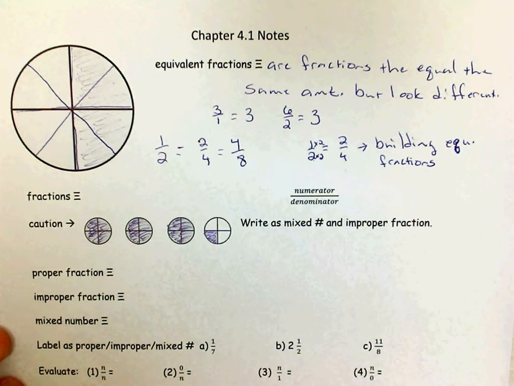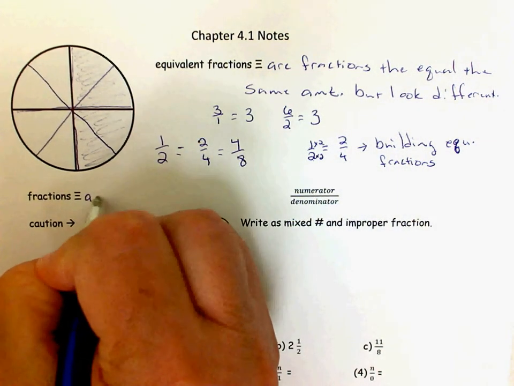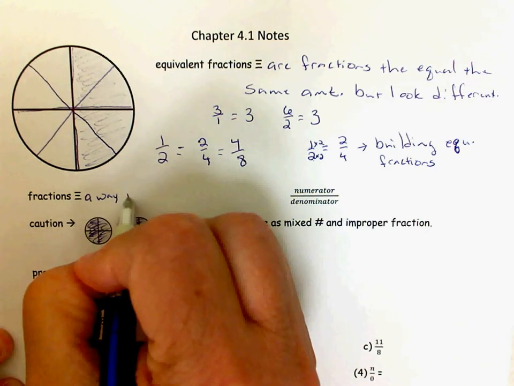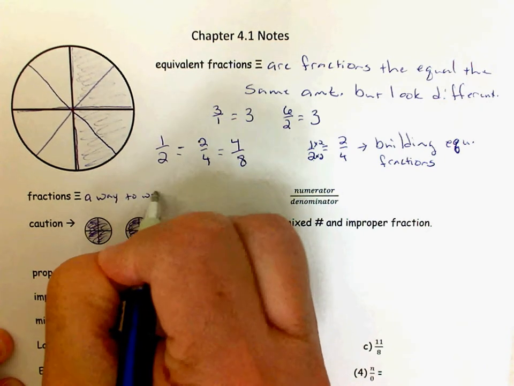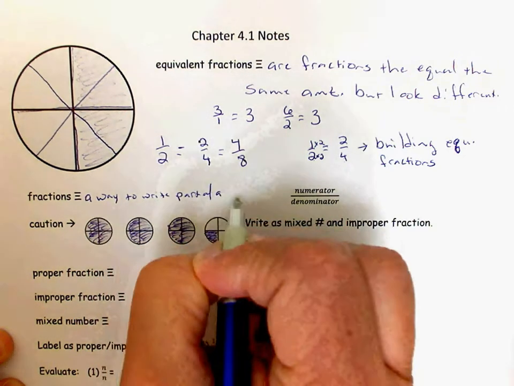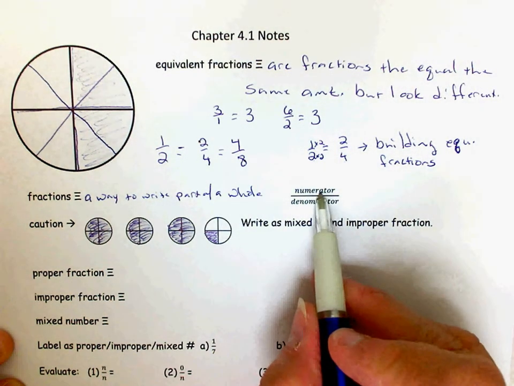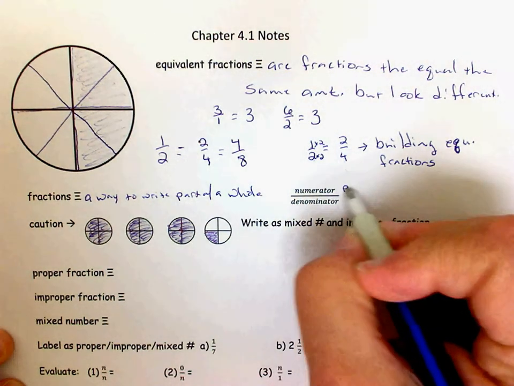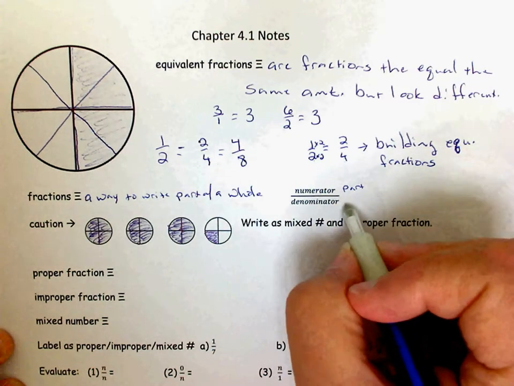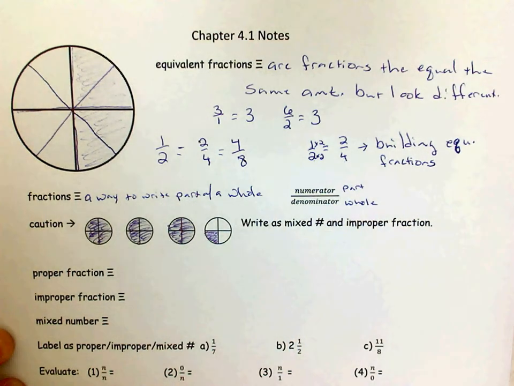Now, fractions is just a way to write part of a whole. And we do it so that the numerator is the part and the denominator is how many pieces the whole thing is split into.